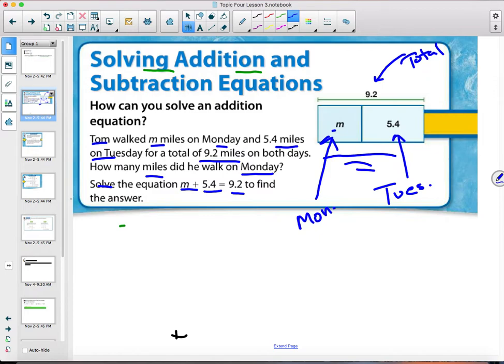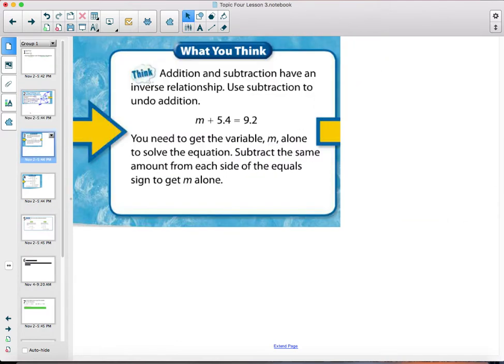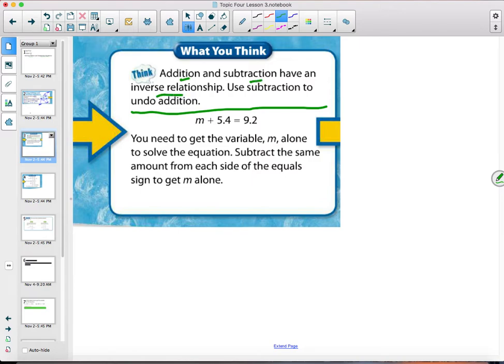This is an addition situation. You have a total, and you have the two add-ins that will get you to the total. It is solved by using the inverse operation of subtraction. So the book says, here's what you should be thinking in your head: addition and subtraction have an inverse relationship. Use subtraction to undo addition.